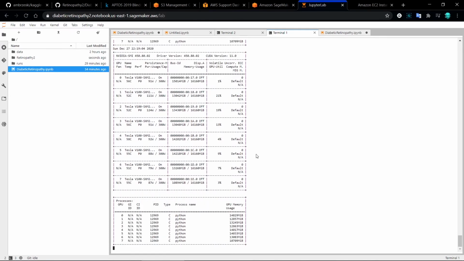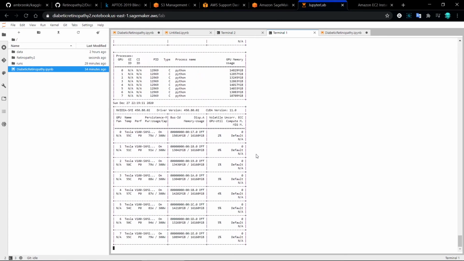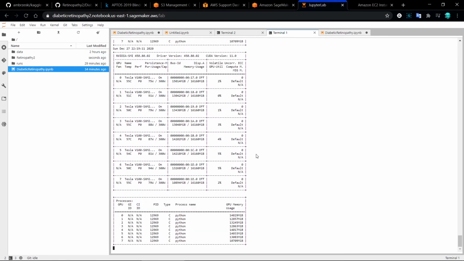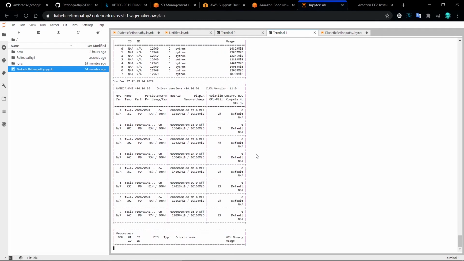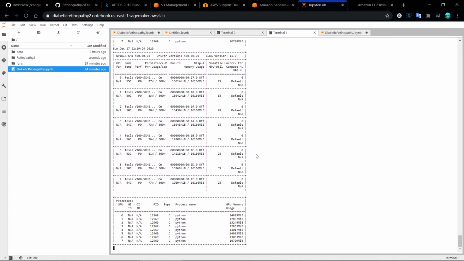You can even have a look here at the Tesla V100 at 55C temperature, and how much power they're using: 90, 75, 93 watt, 110 watt, and the percentage cap, usage cap, memory, GPU util. There are tons of information being given, and they are running on CUDA version 11.0.